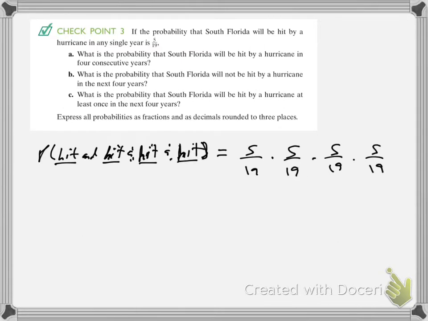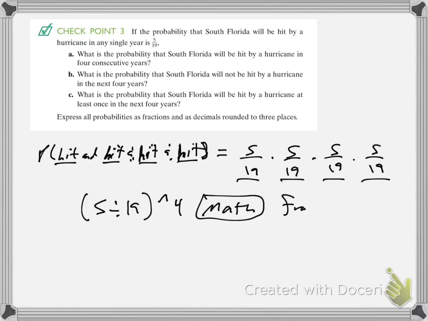The way I can plug this into my calculator is to put a parenthesis, then 5, the division sign, 19. That turns it into a fraction. Then do the little up caret, which is your exponent, and raise that to the 4th power, since we're multiplying it by itself 4 times. Then you can hit the math button and select frac, which is the first choice. So hit math, then frac is number 1, so hit enter, and then you hit enter.